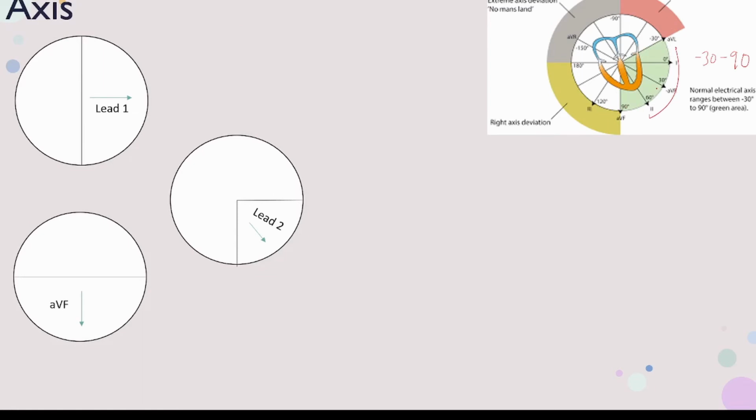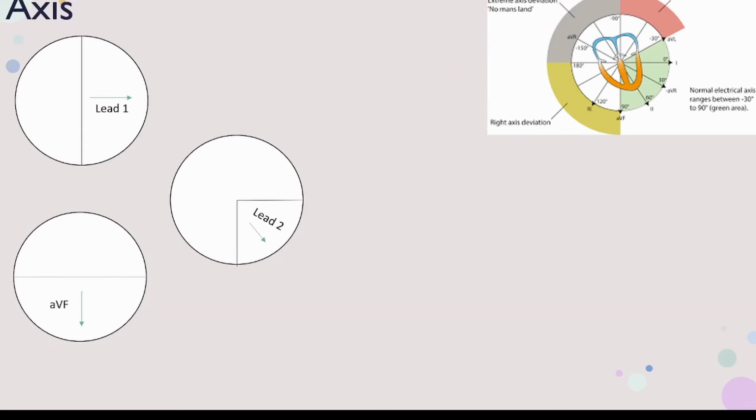Okay, so anything that comes outside of this range, outside of the normal axis, can be seen as pathological, but not always. For example, your right axis and left axis deviation can be physiological. For example, age. A right axis deviation is quite normal in a younger patient, and a left axis deviation is more common in an older patient. An extreme axis deviation, whilst very uncommon, could be due to something like misplacement of your leads.